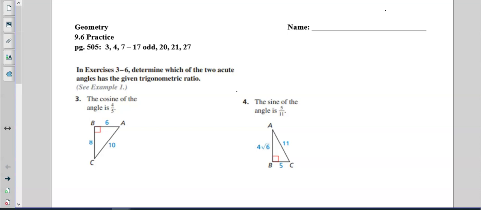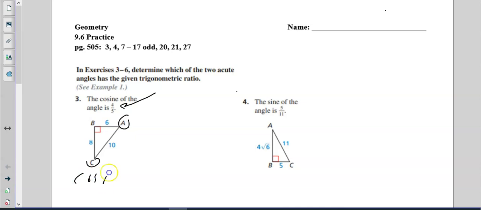All right. Determine which of the two acute angles have the same trigonometric ratio. So remember, when we're doing this, it's always going to be the acute angles. So it's either A or C. It says it's 4/5. So basically what we want to do is, let's just look at A.